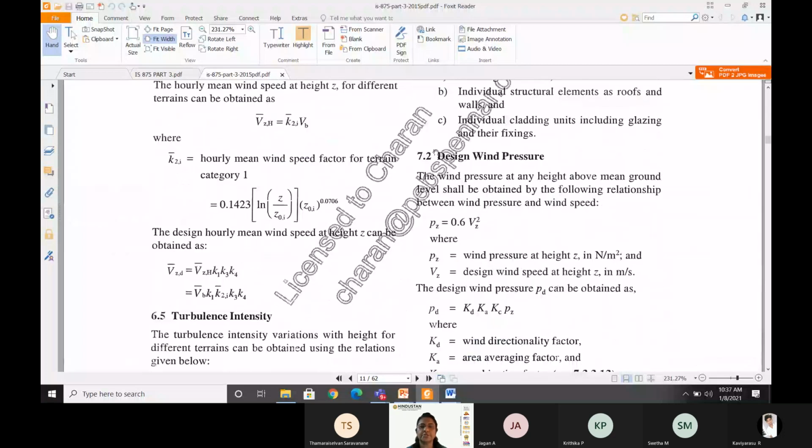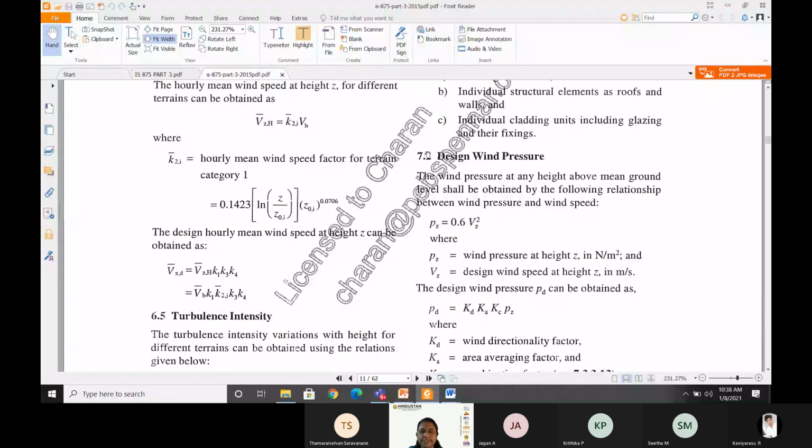Okay, the design wind pressure. Can you see that? 7.2 design wind pressure. The wind pressure at any height above mean ground level shall be obtained by the following relationship. That is Pz is equal to 0.6 Vz square, where Pz is the design wind pressure and Vz is the design wind speed. Is it clear? At least this much is clear.